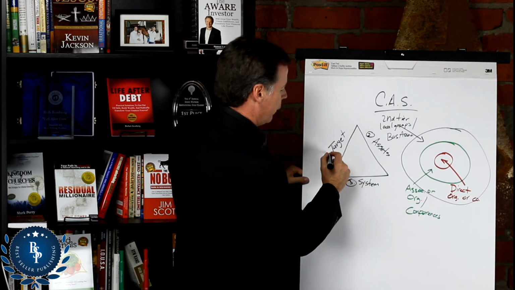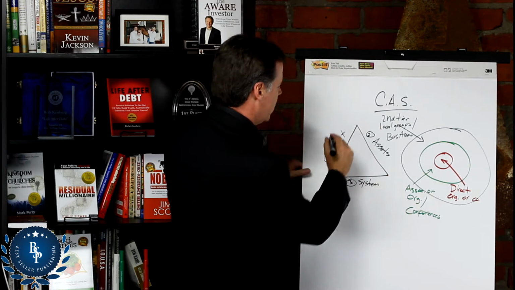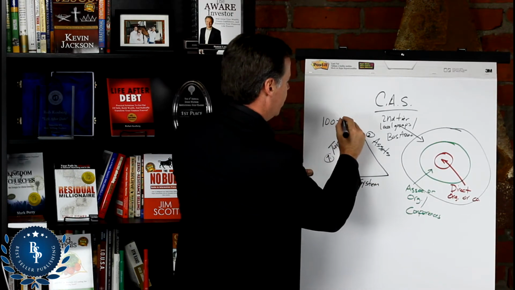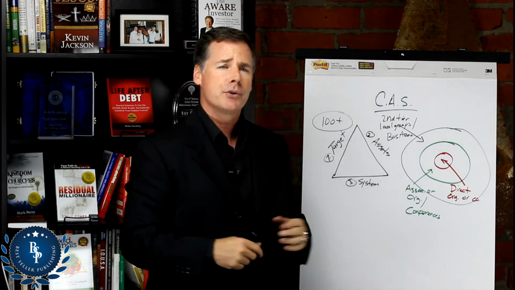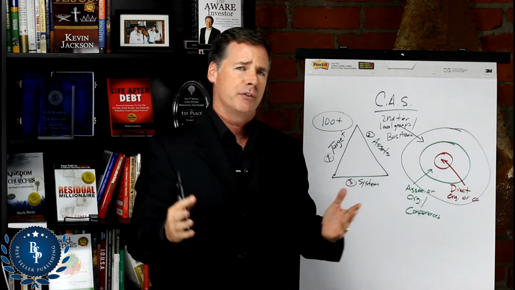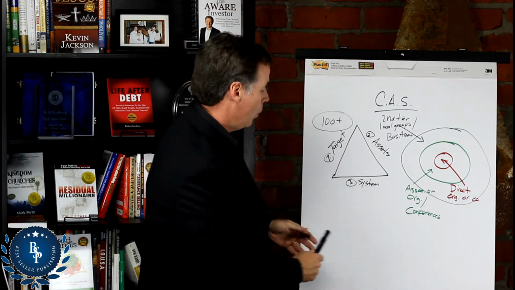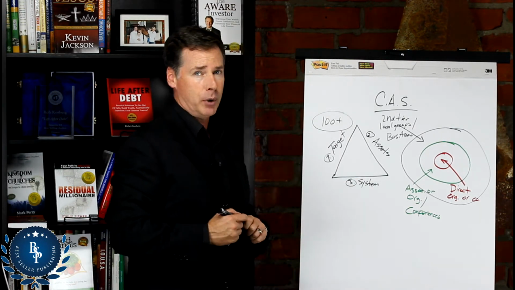So we want to first nail down who that target is, and we want to get to 100 plus names, addresses. If we can get a direct telephone number and email address, fantastic. We need all of that when it comes time to set up our system.